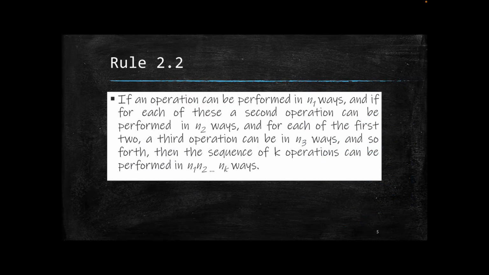Next, we consider the second probability theorem, where if an operation can be performed in n1 ways, and if for each of these a second operation can be performed in n2 ways, and for each of the first two a third operation can be performed in n3 ways, and so forth, then the sequence of k operations can be performed in n1 times n2 and so forth until nk ways.